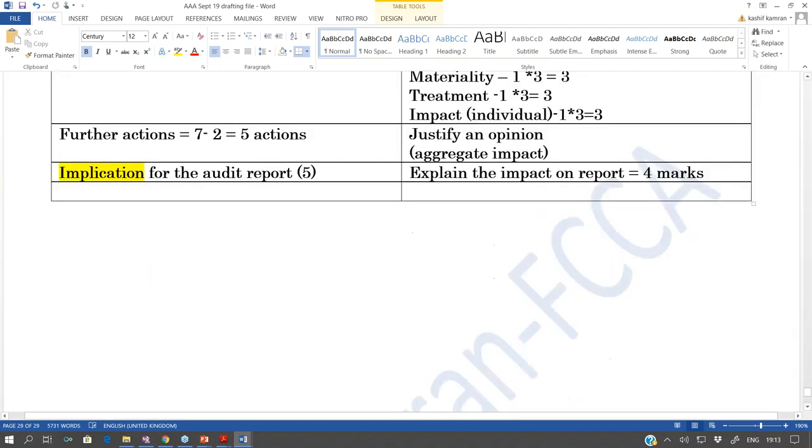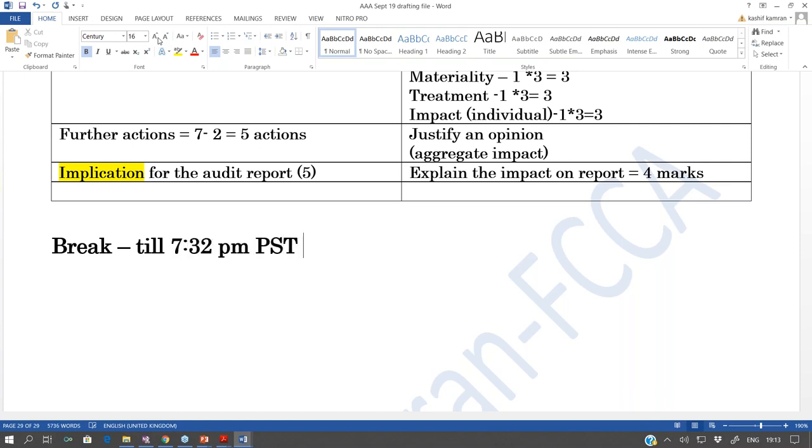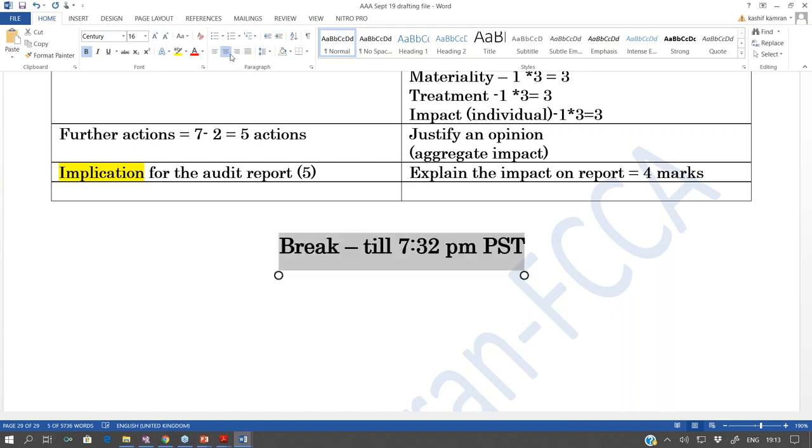Okay, we're going off to a break now, and this break will be for 15 minutes approximately. It's a break till approximately 7:32 p.m., the Pakistan Standard Time. And during the break, you can take a rest, or you can just go through reading the past papers.